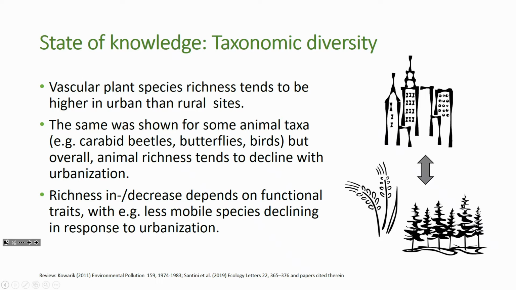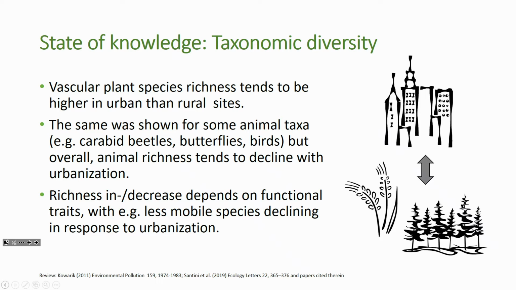Still, this is a broad-scale pattern that I'm talking about. If we really zoom into urban areas, then we will probably find that the number of plant species decreases as we go towards urban centers, but that it's pretty high in the urban fringe, in the peri-urban areas, where there are also many gardens and a pretty high land use heterogeneity.